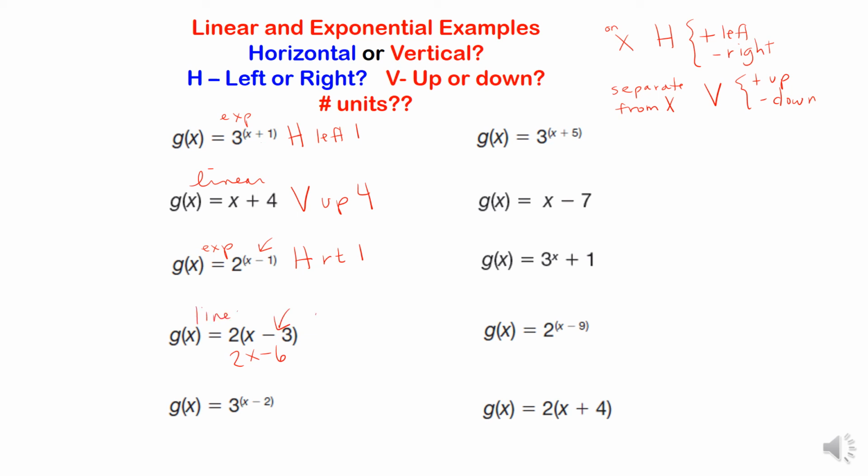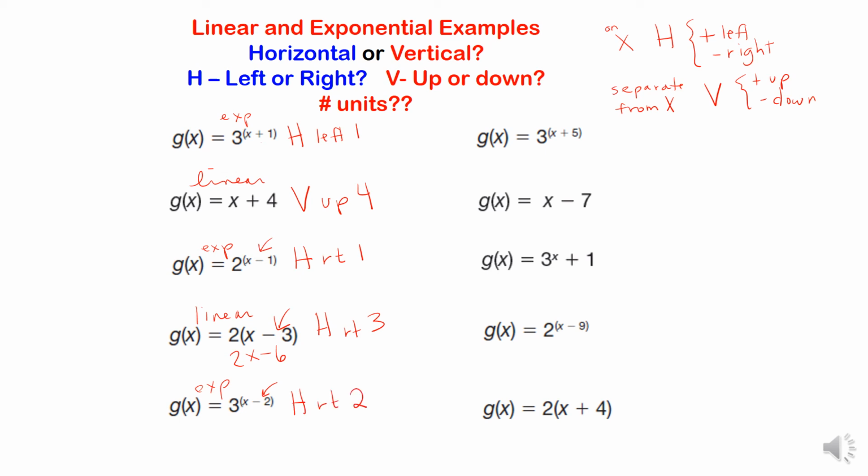Just want to make sure you remember. This is a horizontal movement. And it's right because it's minus. So it's right 3. Okay, this one is exponential, because x is my exponent. And because it's in here with the argument, I know it's horizontal. And it's minus, so it's right 2.